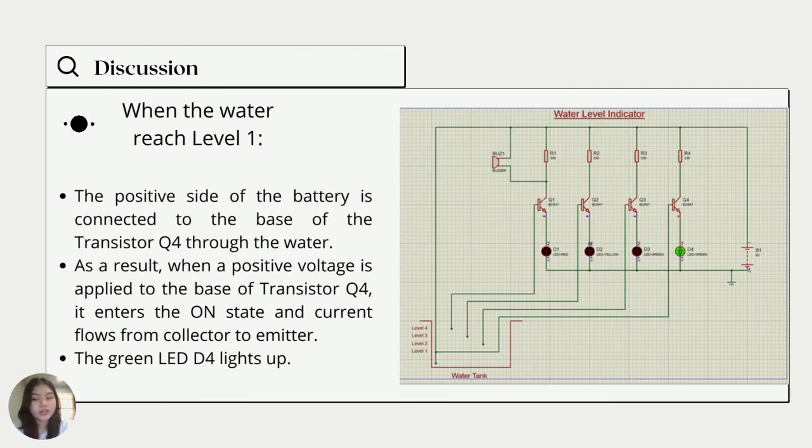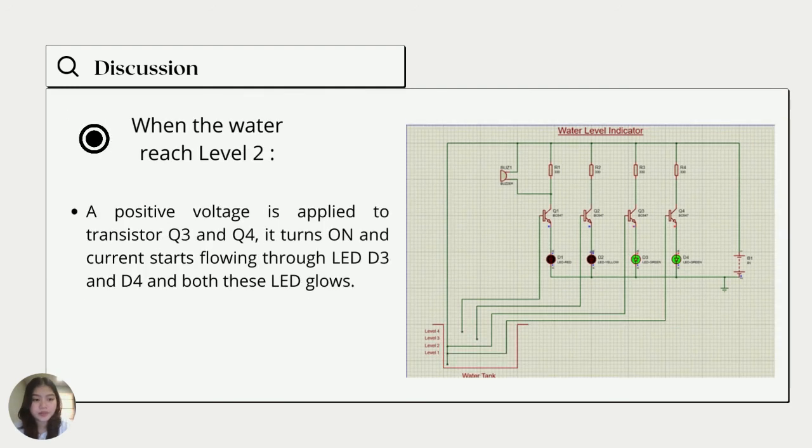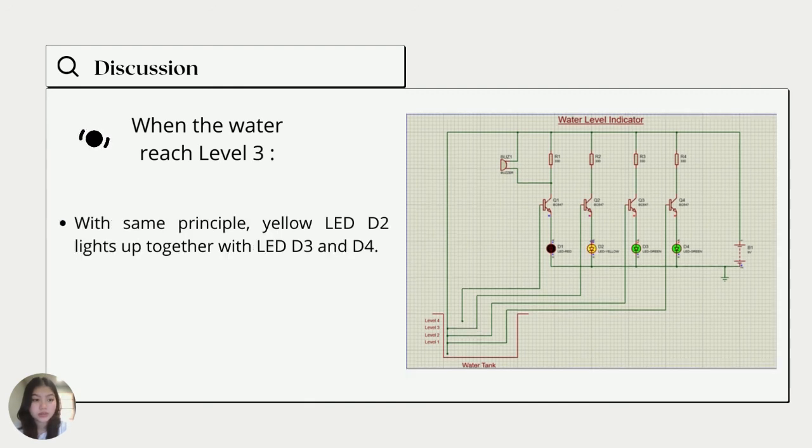When water reaches level 1, the positive side of the battery is connected to the base of the transistor Q4 through the water. As a result, when a positive voltage is applied to the base of transistor Q4, it enters the on state and current flows from collector to emitter, and the green LED D4 lights up. When water level reaches level 2, a positive voltage is applied to transistor Q3 and Q4. It turns on and current starts flowing through LED D3 and D4 and both these LEDs glow.